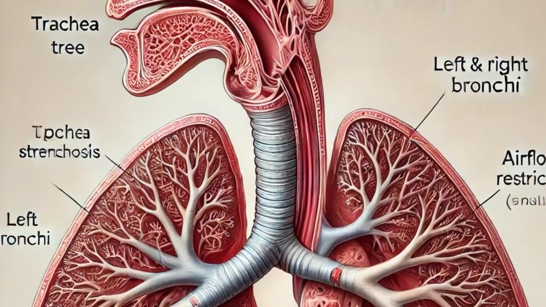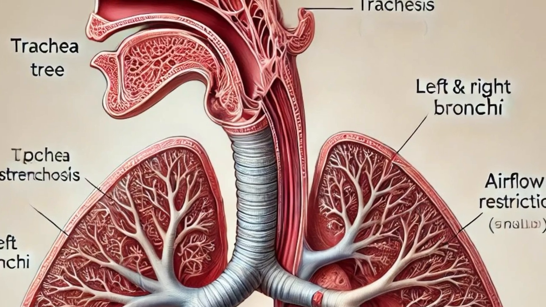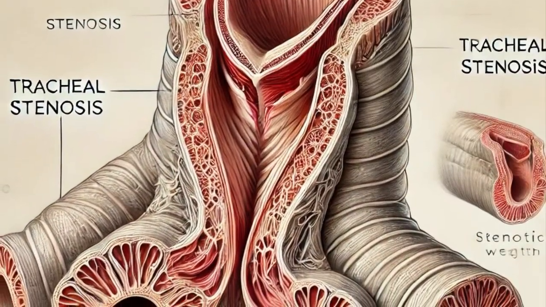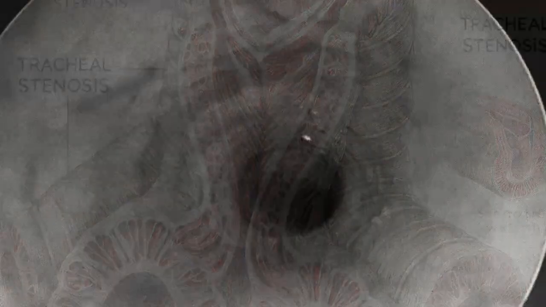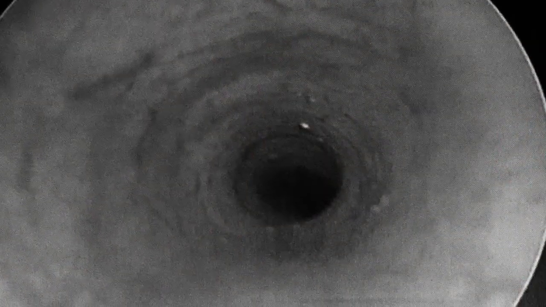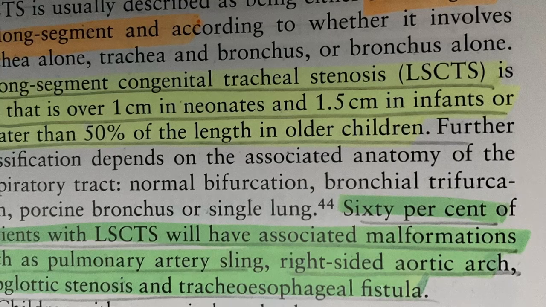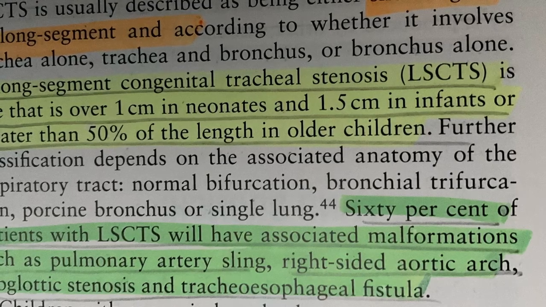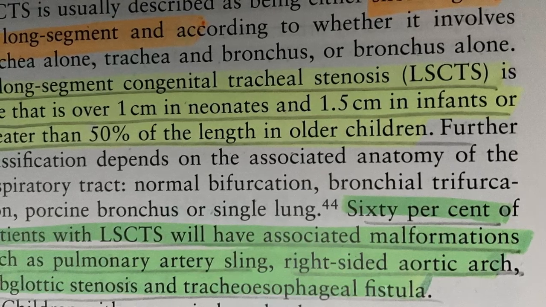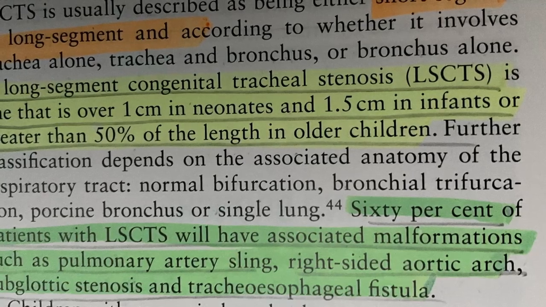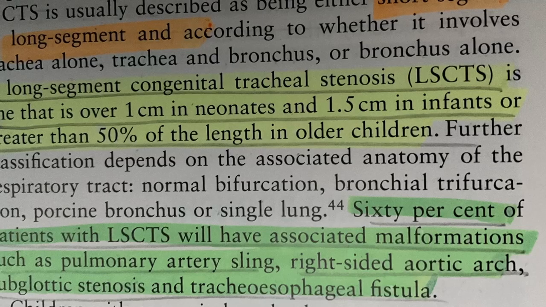Congenital tracheal stenosis is mainly divided into two parts: short segment congenital tracheal stenosis or long segment congenital tracheal stenosis. It depends on the narrowing of the lumen and the length of the segment. Long segment tracheal stenosis is defined as more than 1 centimeter in neonates, more than 1.5 centimeters in infants, or greater than 50% of the length in older children.